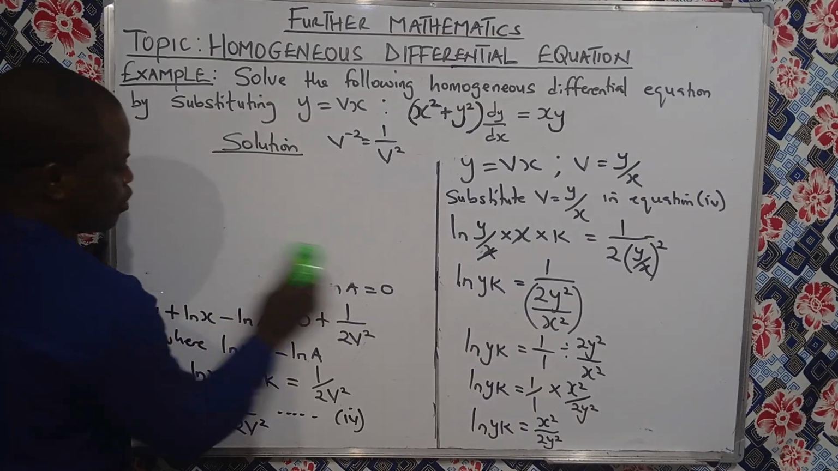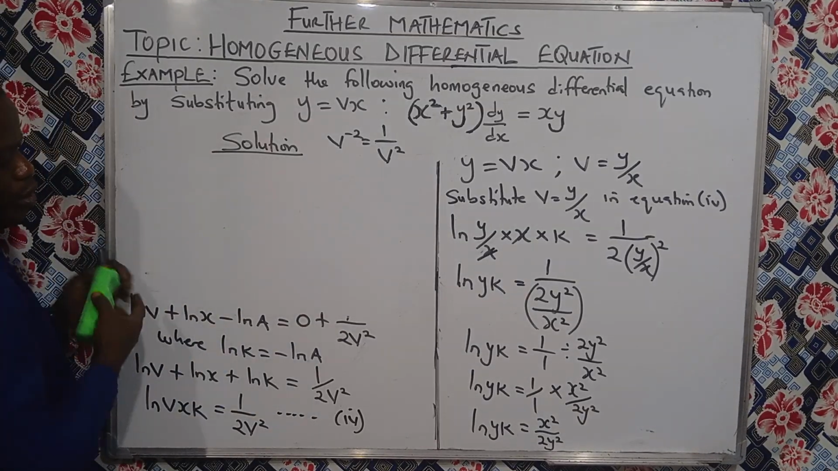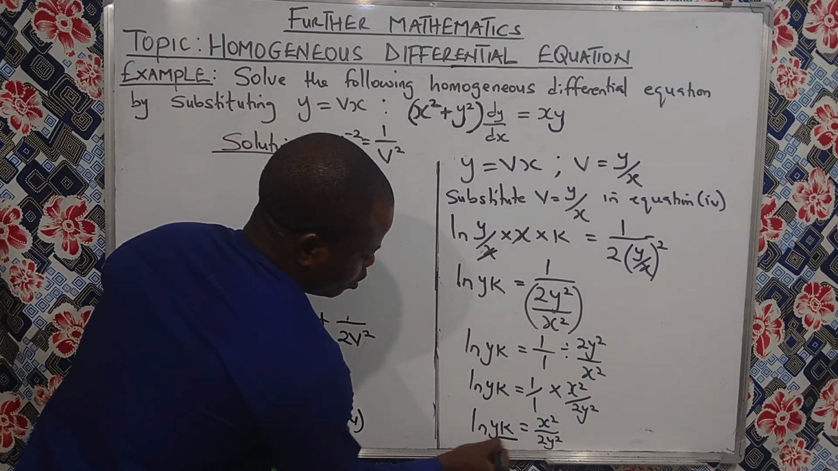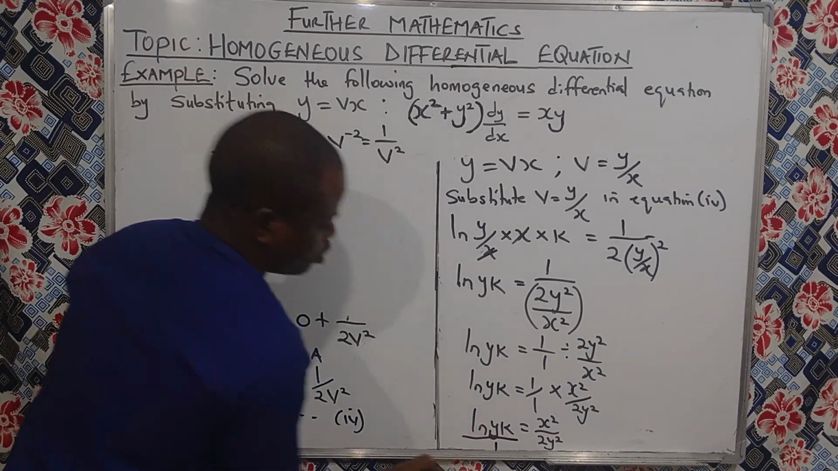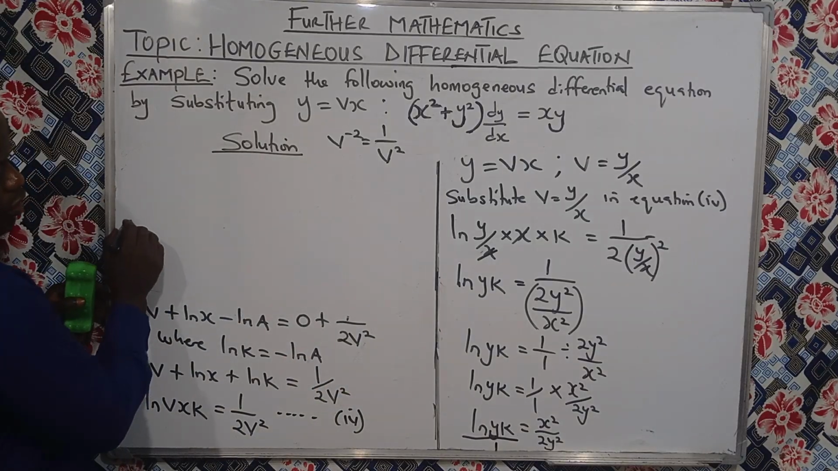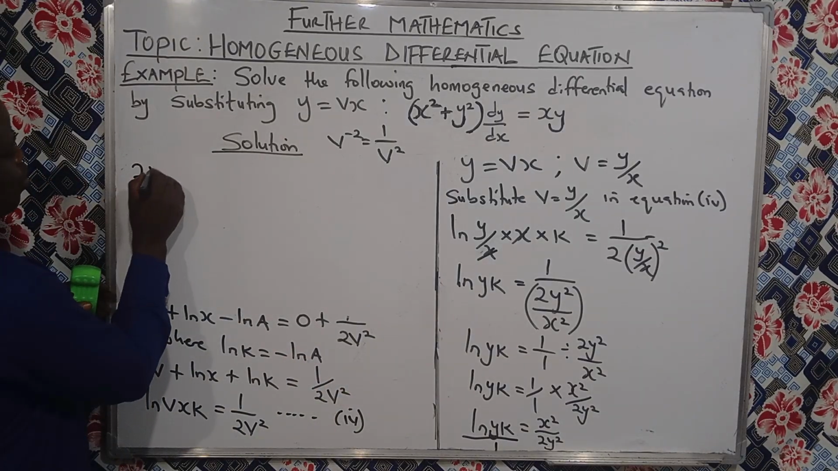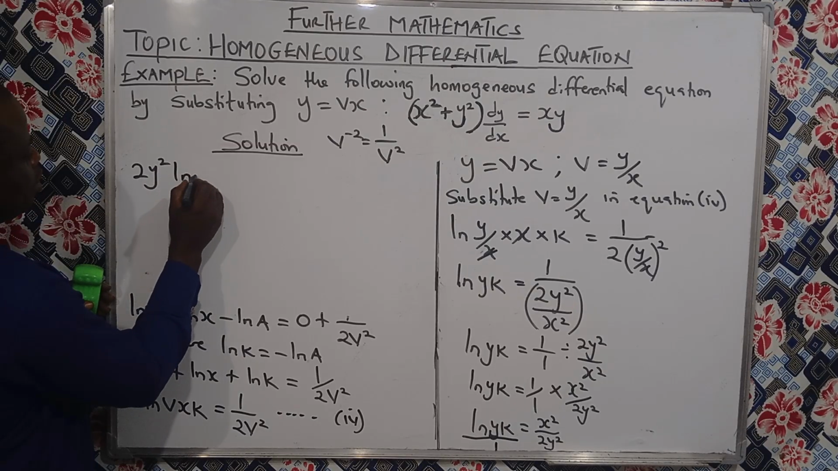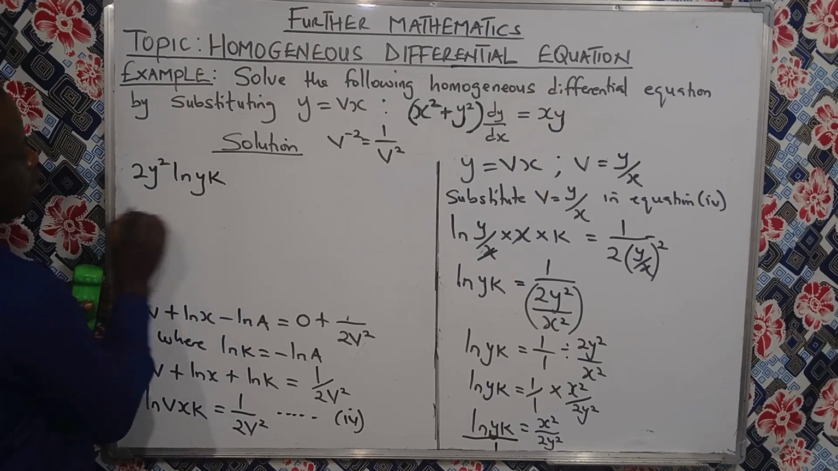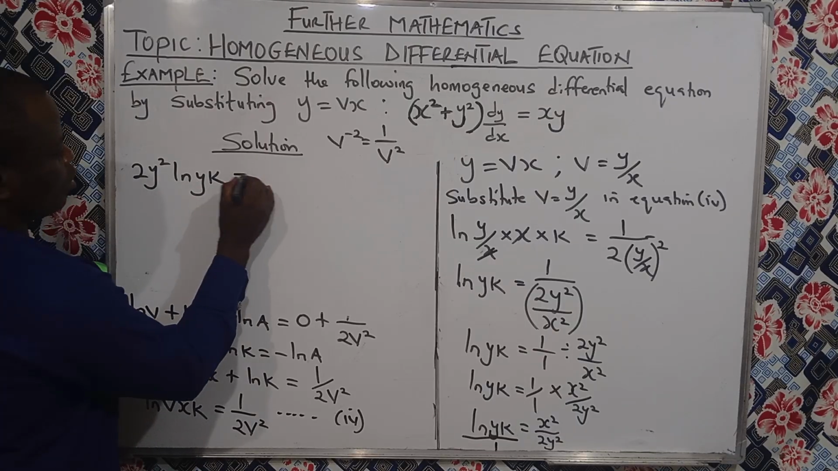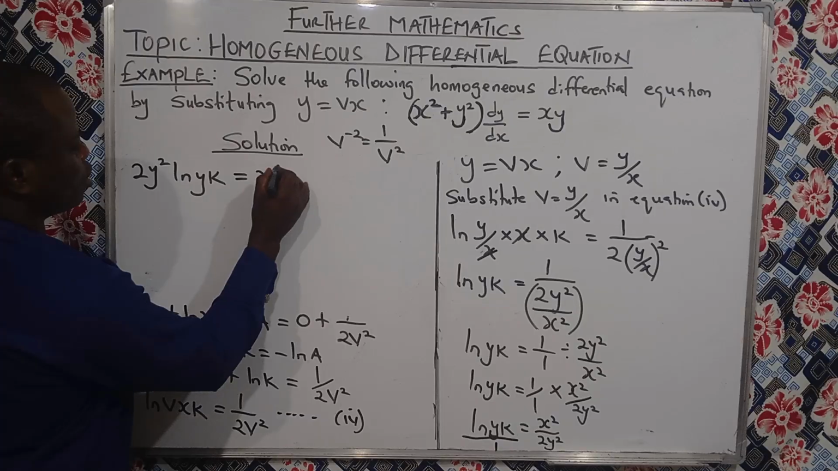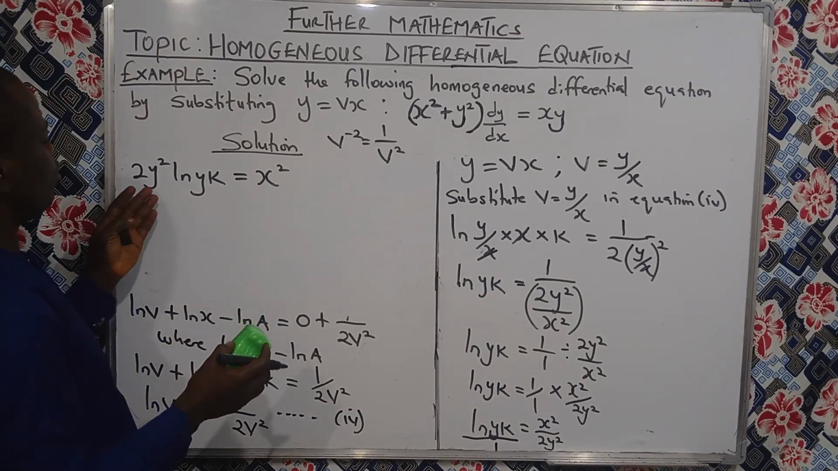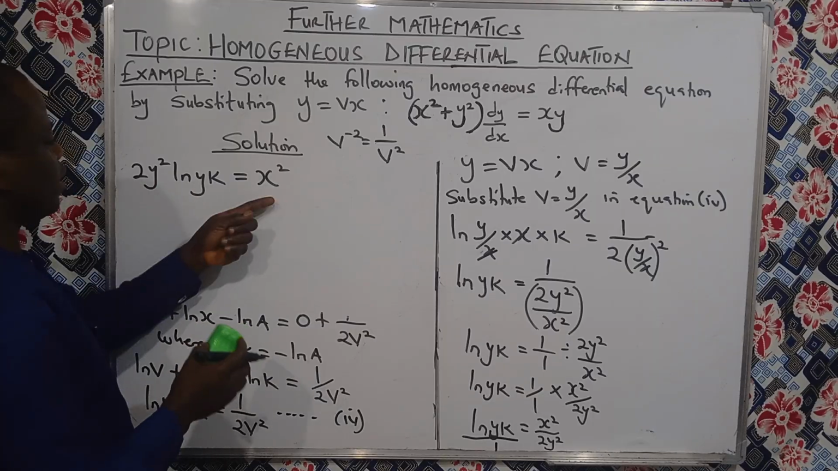Okay, now you cross multiply from here. This one is over 1. Cross multiply, you're having 2y squared ln yk equals x squared. That's the expression. We have now made it to be in terms of y and x.